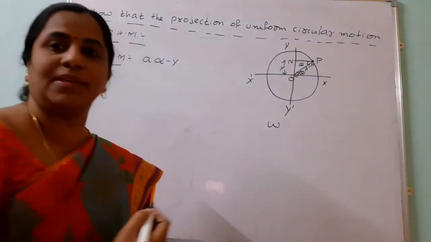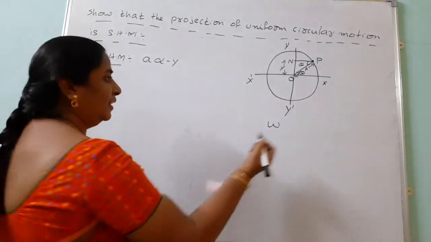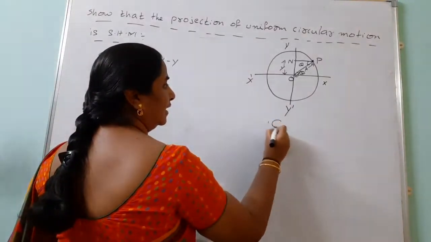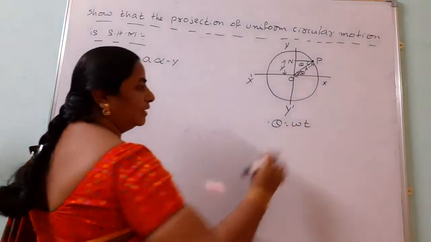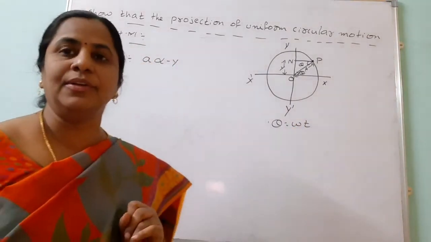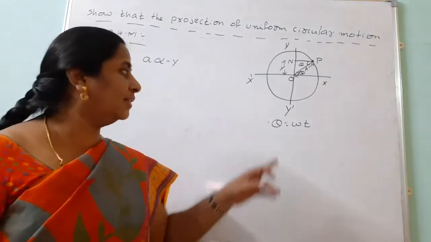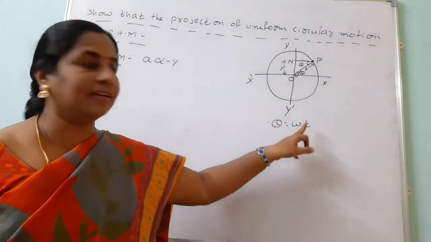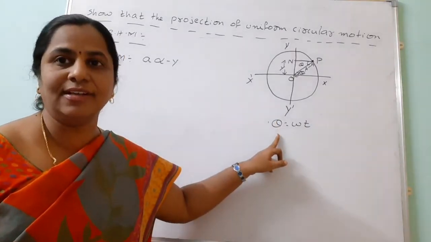In the previous chapter, system of particles, what is the angular displacement formula? Theta equals omega into t. Angular displacement equals angular velocity into t, because it is having circular motion. In circular motion, angular velocity is omega. Here time we consider as t seconds. Theta is the angular displacement.